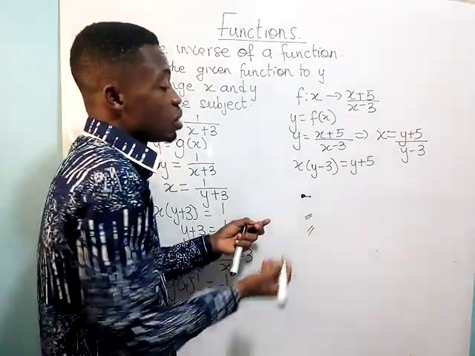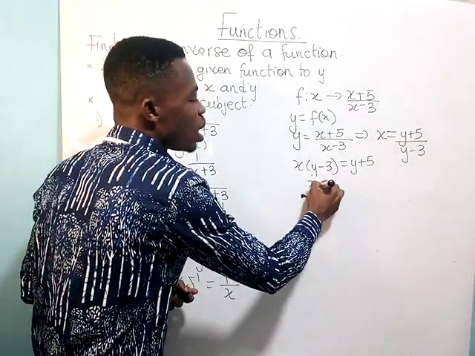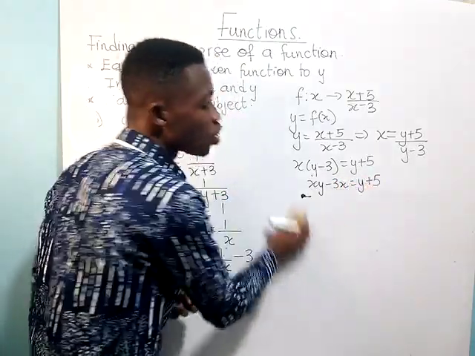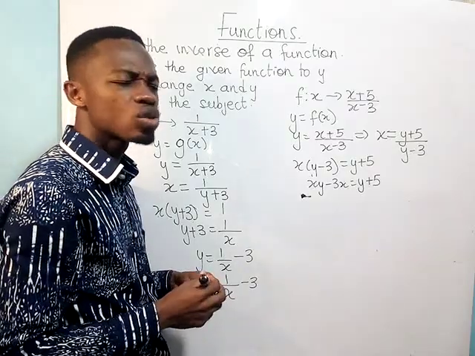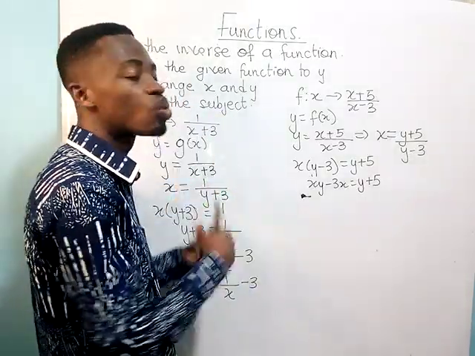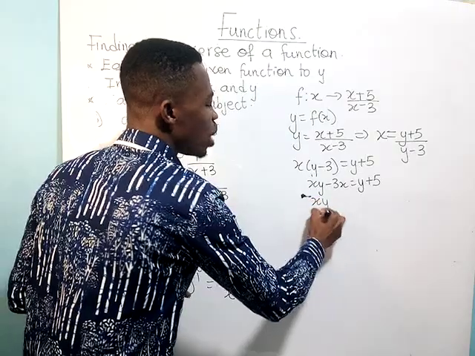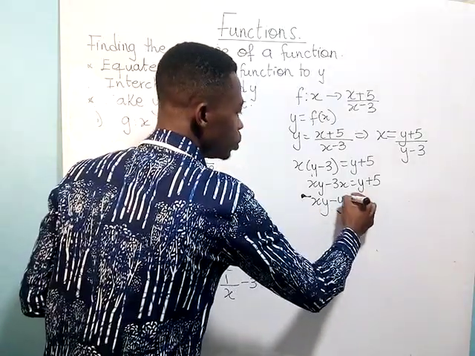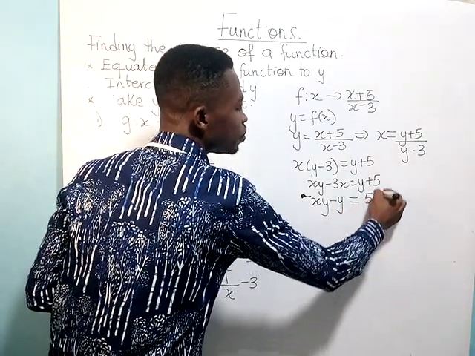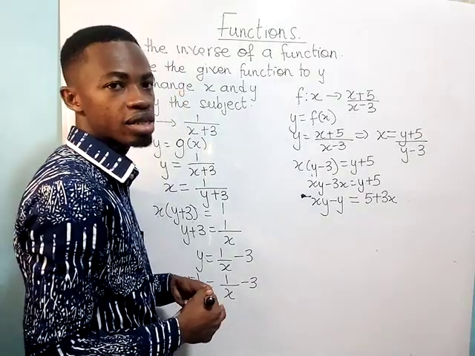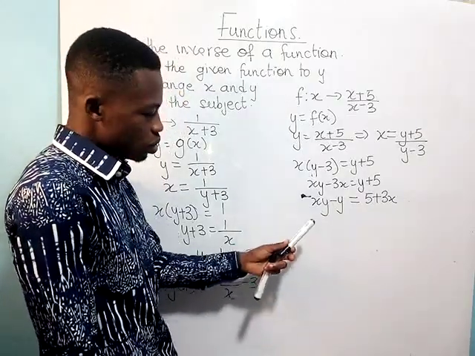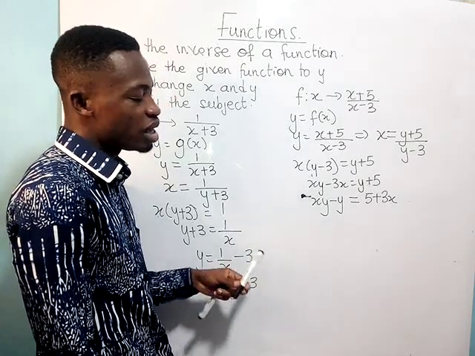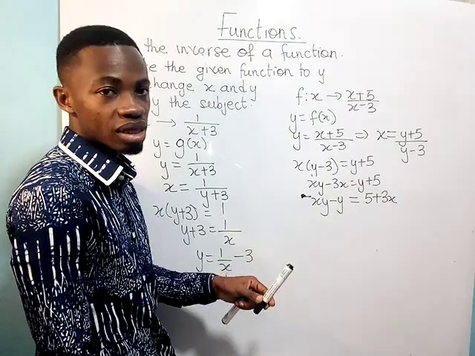We can move on. Then we can even expand this. So we have xy minus 3x is equal to y plus 5. Because our focus now is to make y the subject. So now let's group all the terms containing y on one side. So we are going to have xy minus y is equal to positive 5 plus 3x.